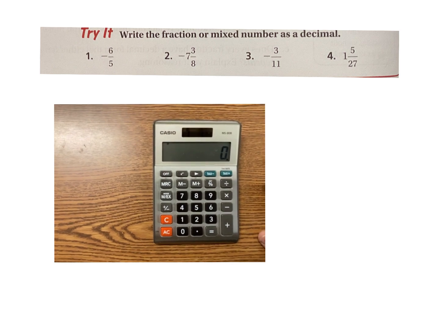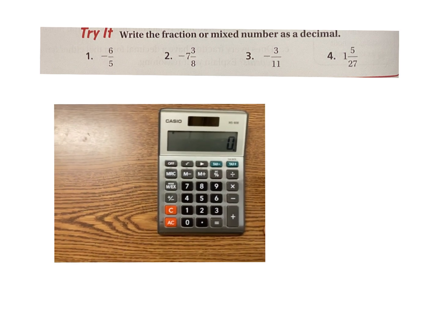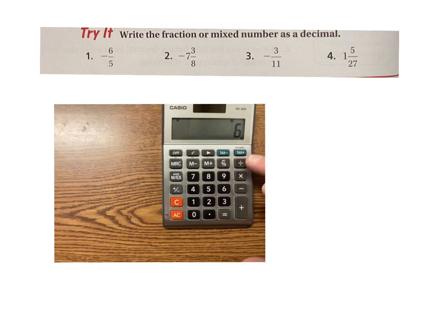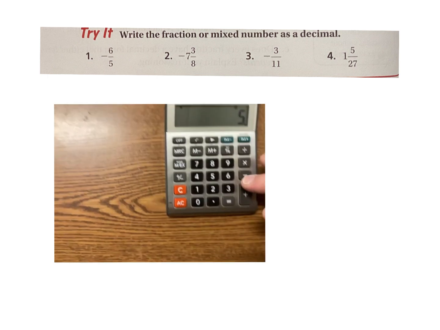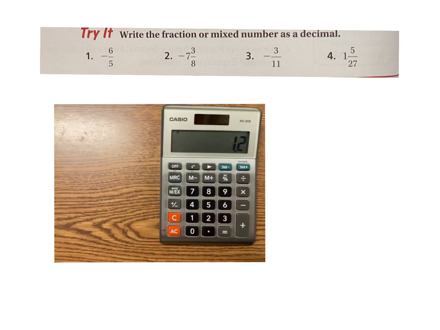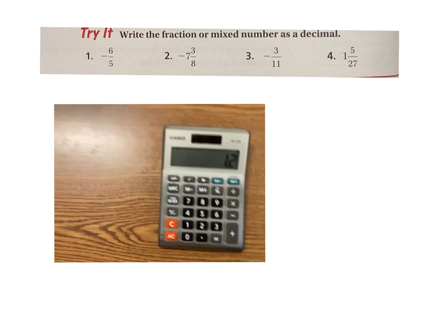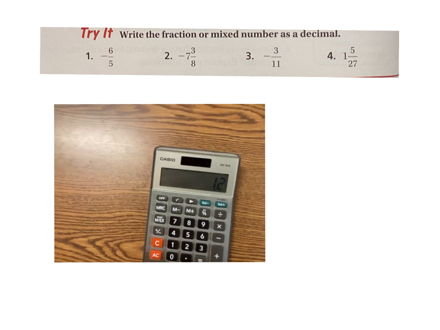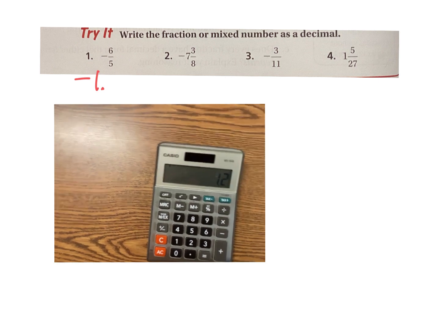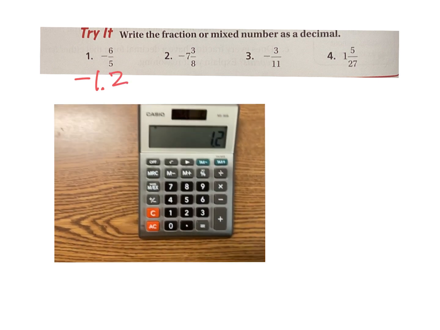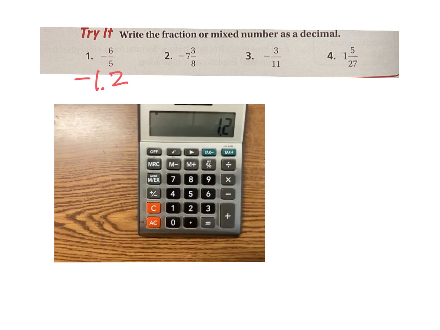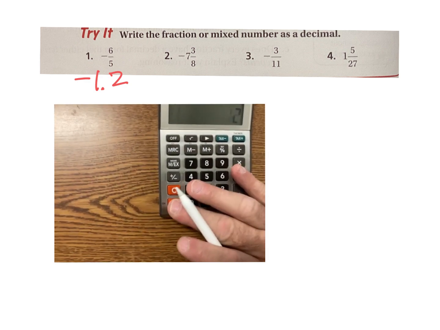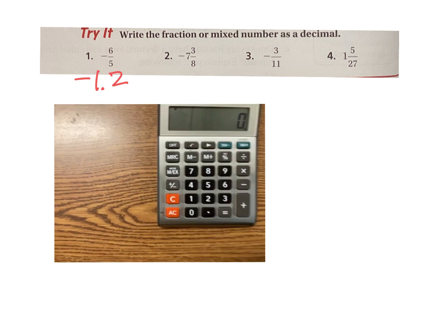So negative 6/5. I start with the top number, 6. I put that in, 6, and divided by 5. And that equals 1.2. It started out as a negative, so I know this is going to be a negative 1.2. And it doesn't go on forever. It's terminating.